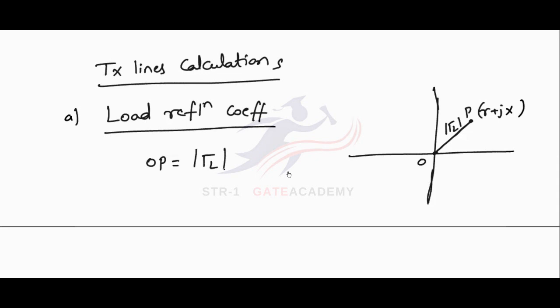Now we have to find the reflection coefficient, which in general is complex in nature. We will measure this angle theta L, that is, the angle which OP makes with respect to the positive U axis. Therefore tau L in general will be mod of tau L into e power j theta L.